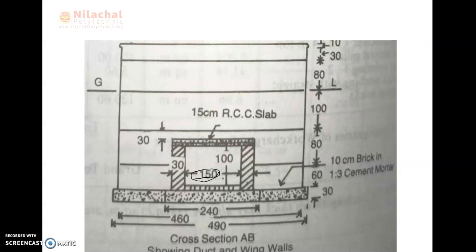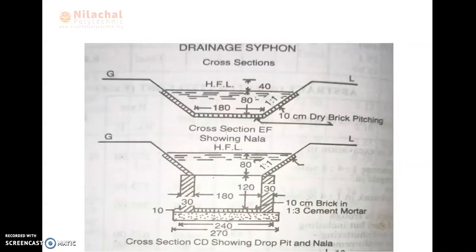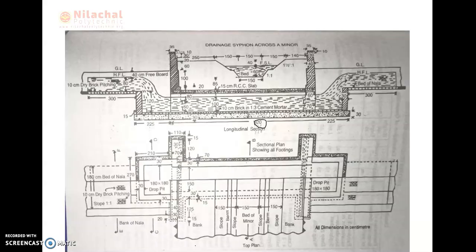Same we need to check for the drop pit. In the case of the drop pit, how much is the breadth? It is 1.80, which is shown in the cross section CD. And the length is how much? The distance between this point and this point is also 1.80, because the drop pit inner size is 180 into 180.